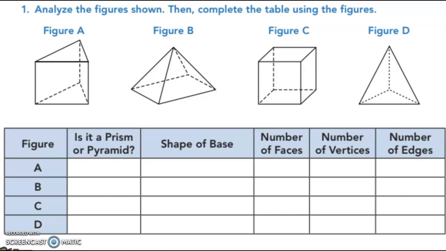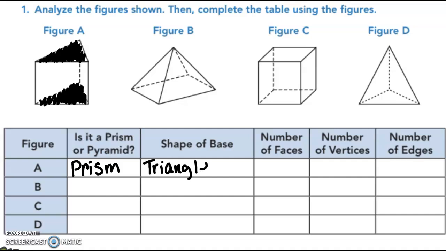So if we look at figure A, I see that it has two bases. It has a base right here, and it has the exact same shape right here. So, because I have two bases, that means this is a prism. The shape of that base is a triangle. And then if I look at the number of faces, well, that's just the total number of sides. So there's 1, 2 for each base, and then 3 that go around. So that's a total of 5 faces.